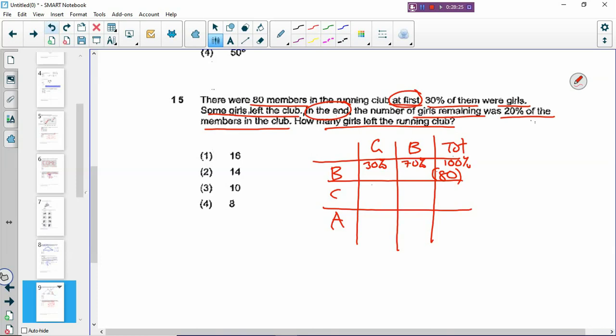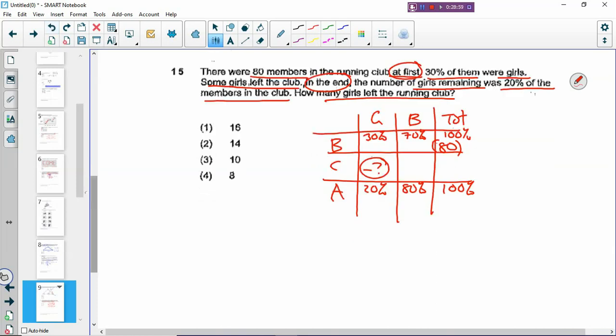And some girls left the club, so there's a minus, and we don't know how many. And the girls remaining was 20% of the remaining members in the club. Which means that the total in the end is also another 100%. So 100% is a special number that refers to the total, whether at first or in the end, it is still 100%. But it represents different totals, right? So the boys in the end will be 80%. So how many girls left the club? Question mark. And your table is done.